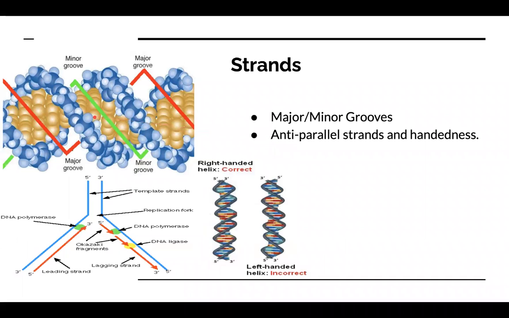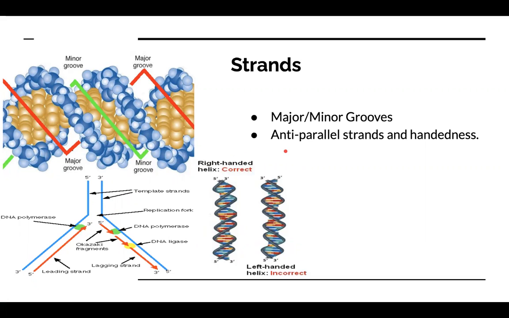Talking about the strands, there are major and minor grooves, which allow proteins to bind or recognize DNA from outside the helix during processes such as transcription. Watson and Crick also realized that the strands would need to be anti-parallel. All that means is that one strand would lead from the 3' to 5' in one direction, and in the same direction, the other strand would lead from the 5' to 3'.